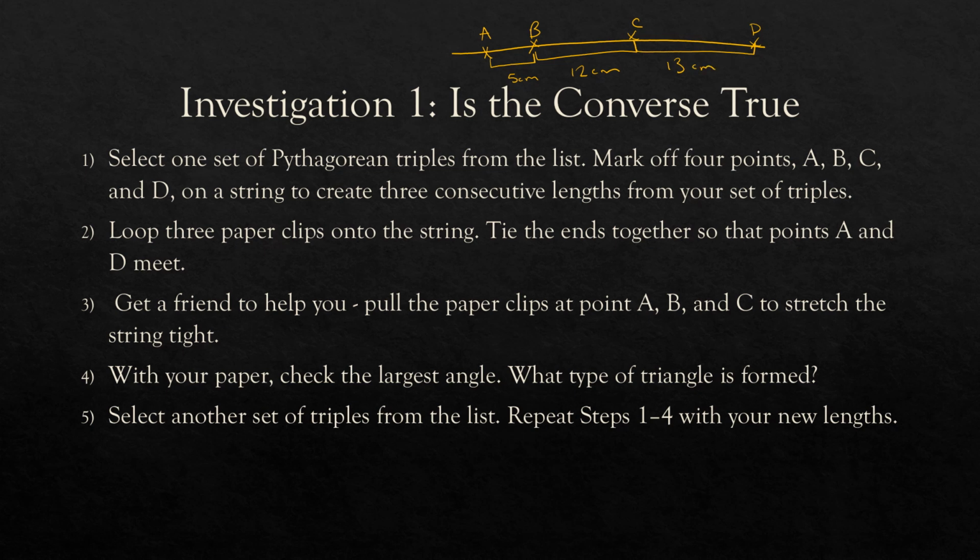Now you're going to put 3 paper clips onto your string and then tie your string from A to D. You will then have 2 marks and the knot that's at A and D. So get a friend to help you and pull the paper clips at point A, B, and C, so at the knot that you tied between A and D and the points B and C. Stretch the string tight. With your paper, check the largest angle. What type of triangle was formed? Go ahead and select another set of triples from the list, get another piece of string, and repeat steps 1 through 4.